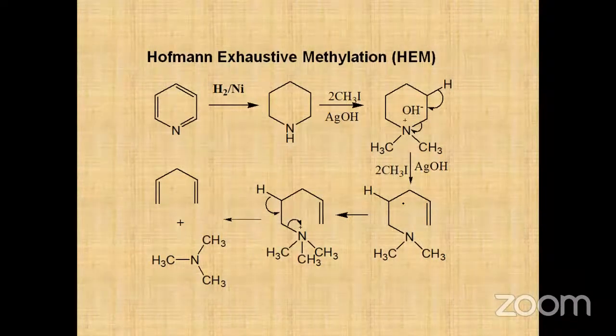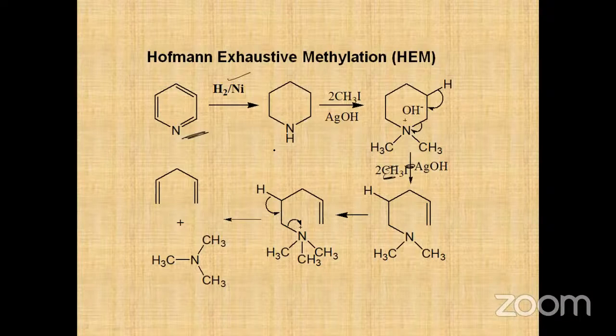Suppose here we are considering a pyridine derivative. This pyridine derivative is subjected to catalytic hydrogenation that leads to the formation of a saturated heterocycle. This is treated with methyl iodide. It is the secondary amine. The nitrogen is existing in the form of a secondary amine. The secondary amine is converted into a quaternary ammonium salt by treating with methyl iodide in presence of silver hydroxide. Therefore, the quaternary ammonium hydroxide is generated.